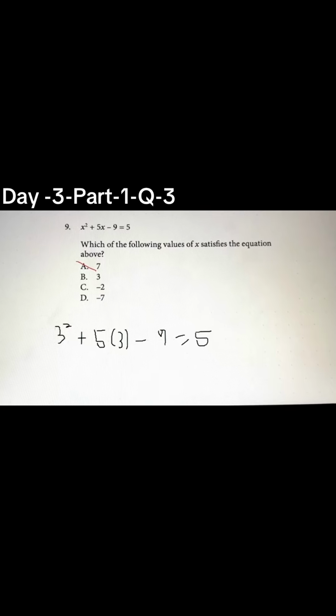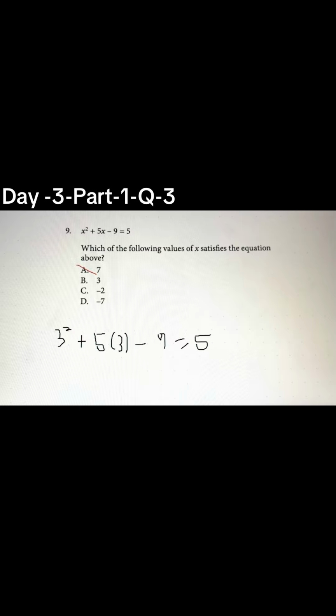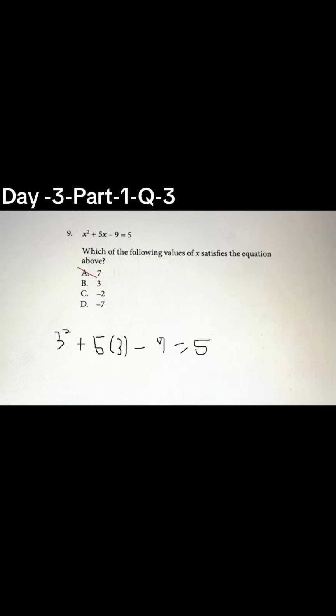Okay. So 3 squared plus 5 times 3 minus 9 equals 5. Let's calculate. Can we simplify that a little bit? So it'd be like 11? No, 12? This is 9. 3 squared is 9. And then 5 times 3 is 15. Minus 9. So it's actually 15.